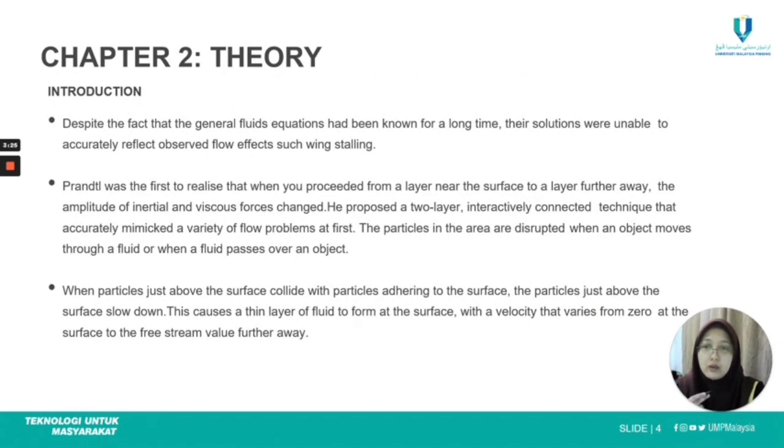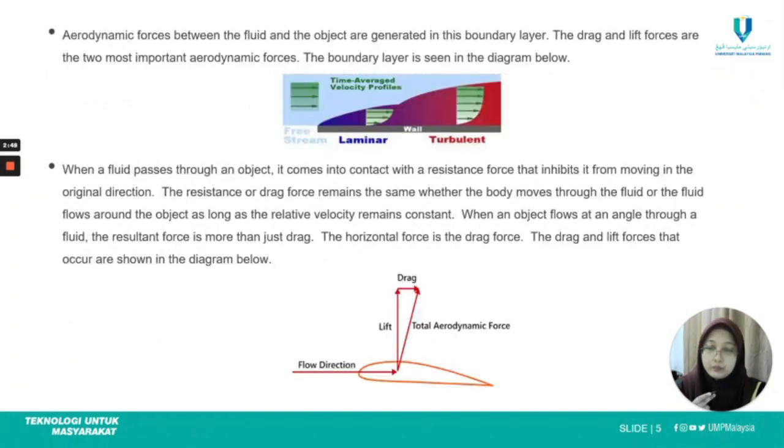Despite the fact that the fluid equations had been known for a long time, their solutions were unable to accurately reflect observed flow effects. Prandtl was the first to realize that when we proceed from a layer near the surface to a layer further away, the amplitude of inertial and viscous forces change. When a particle just above the surface collides with particles adhering to the surface, it slows down and causes a thin layer of fluid to form at the surface, with a velocity that varies from zero at the surface to the free stream value further away.